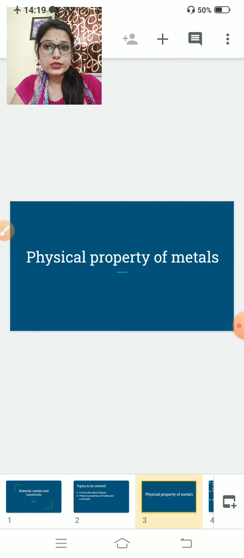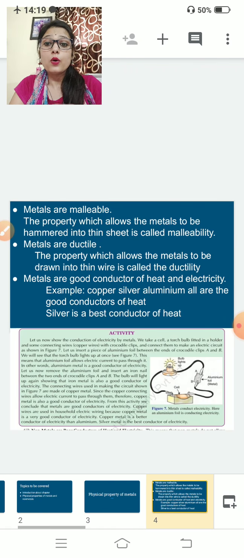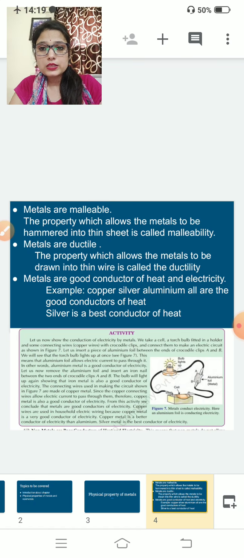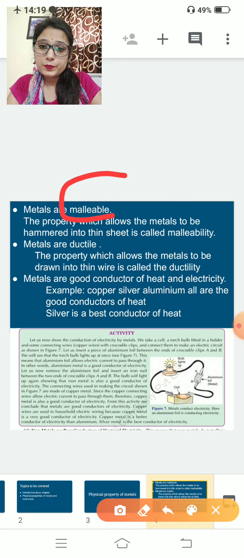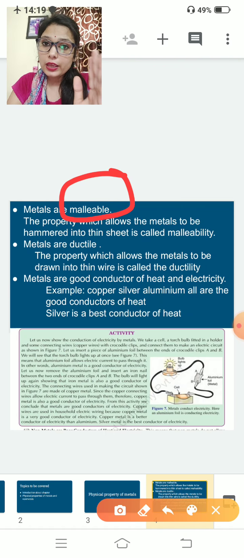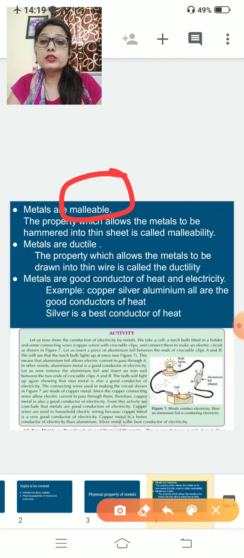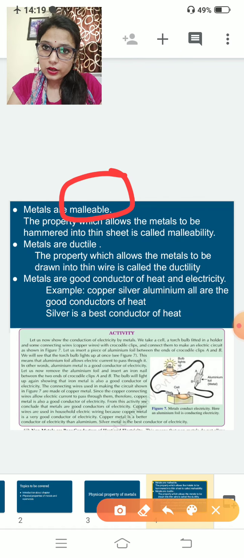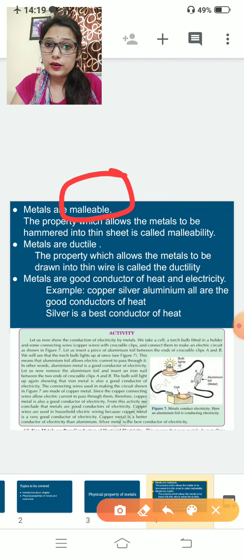First property is metals are malleable. What do you mean by malleable? Malleable is a term which we use if a metal has the tendency to convert into a thin sheet. If it has the tendency to convert into a thin sheet, that metal is known as malleable. Clear? So metals show the property of malleability.